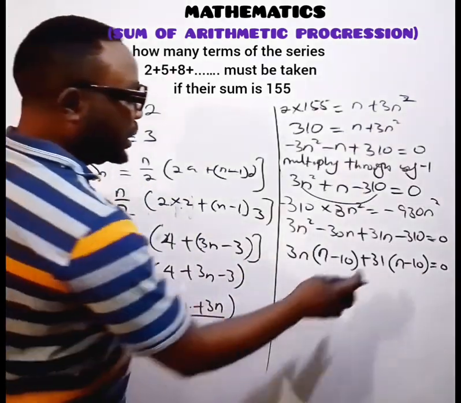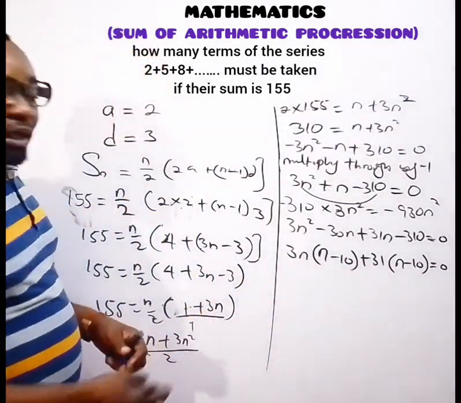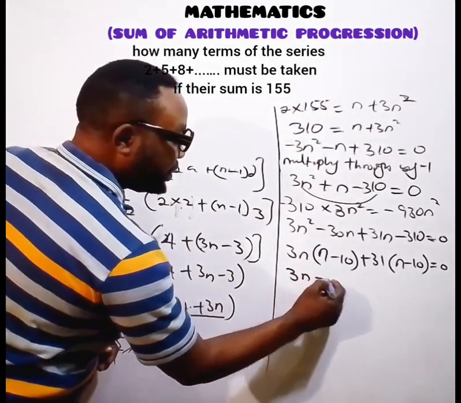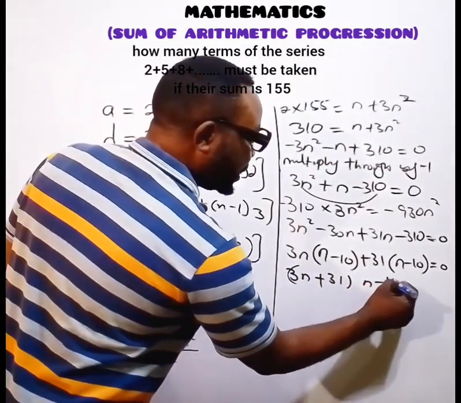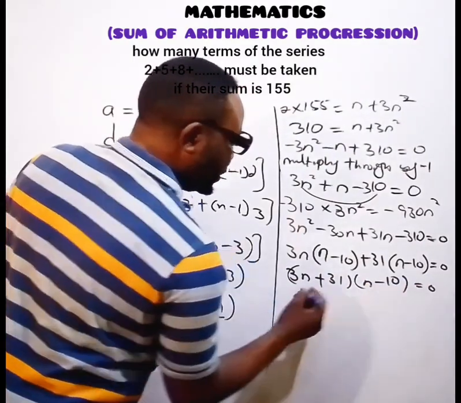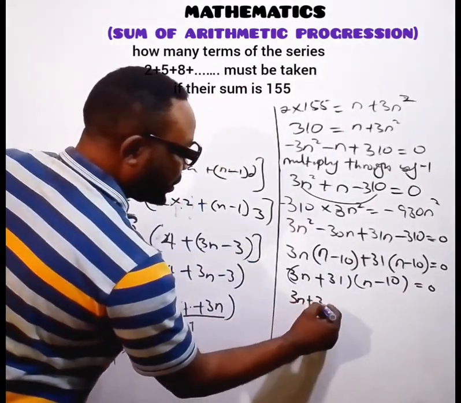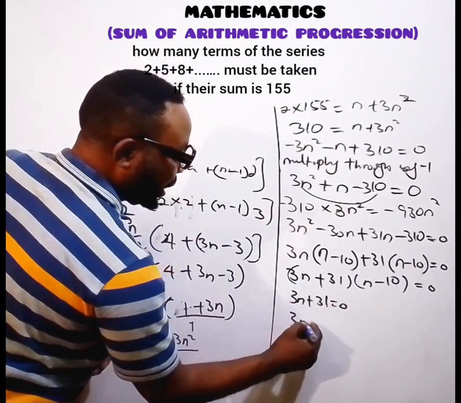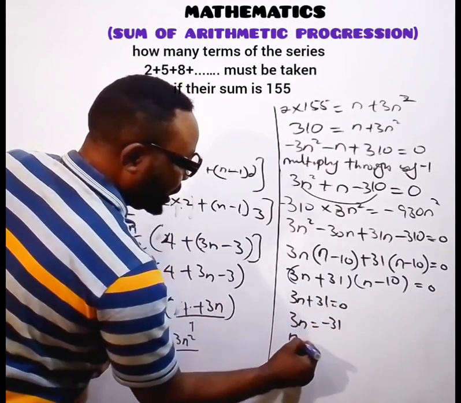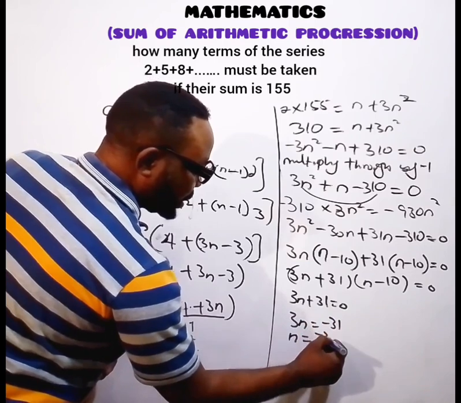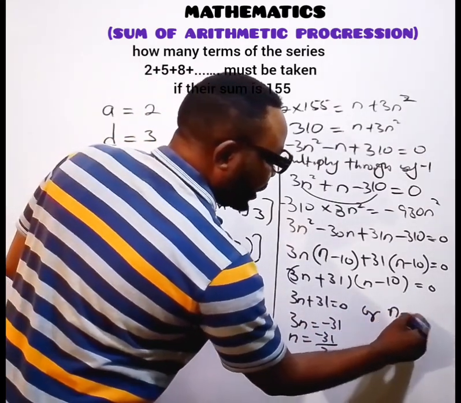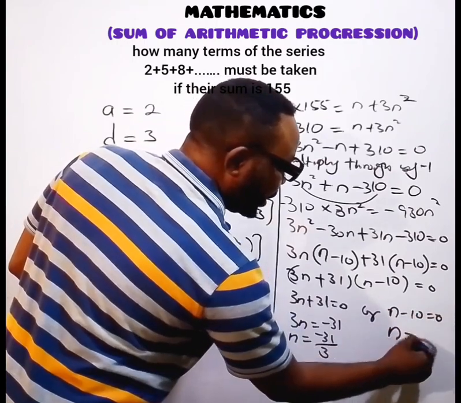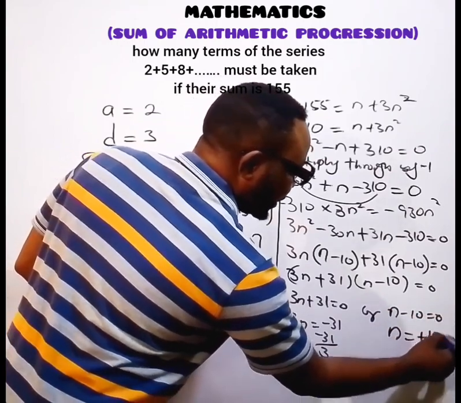So we can go ahead. Now we take the values that are not inside the bracket, put them in one bracket, 3n plus 31, and the values inside the bracket, n minus 10 is equal to 0. So 3n plus 31 is equal to 0. So 3n will be equal to minus 31. n will be equal to what? Minus 31 over 3. Or n minus 10 is equal to 0, so n will be equal to plus 10.